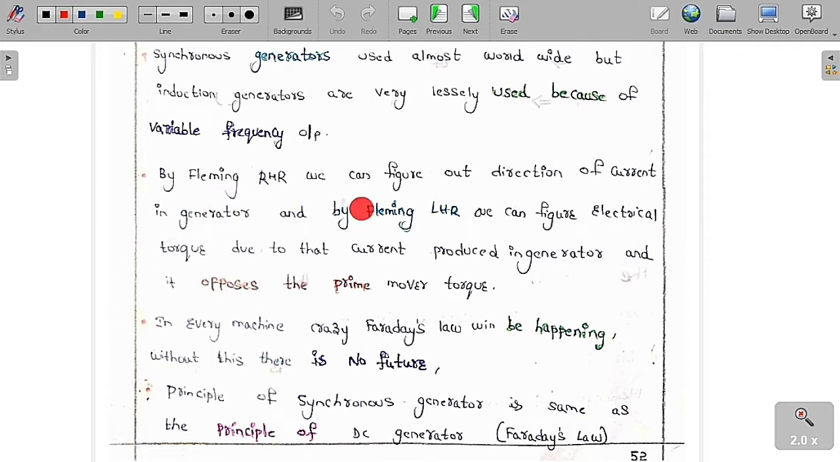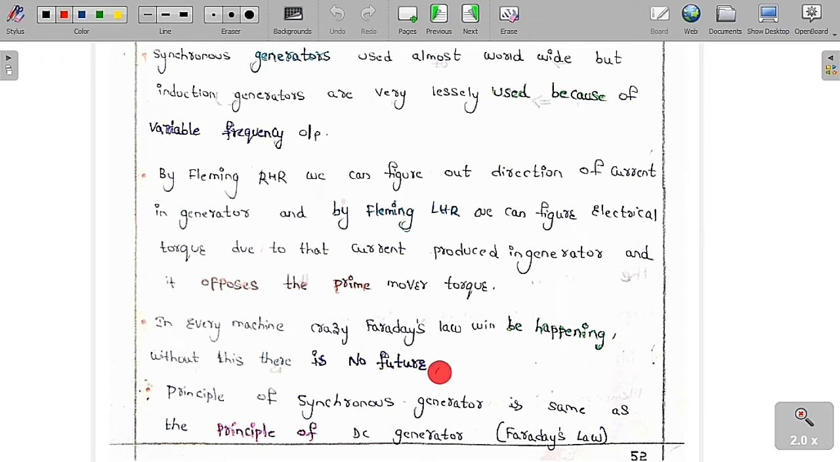By Fleming's right hand rule, we can figure out the direction of current in the generator, and by Fleming's left hand rule also, we can figure out the electrical torque due to that current produced in the generator, and it opposes the prime mover torque. In every machine, Faraday's law will be happening.